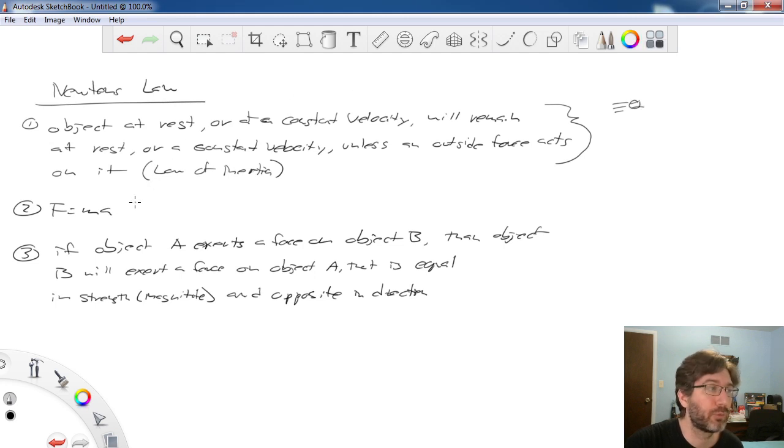Right, this here's a formula. If you have a mass that's 3 kilograms and you're pushing it with 10 newtons of force, how much does it accelerate? You can do that.